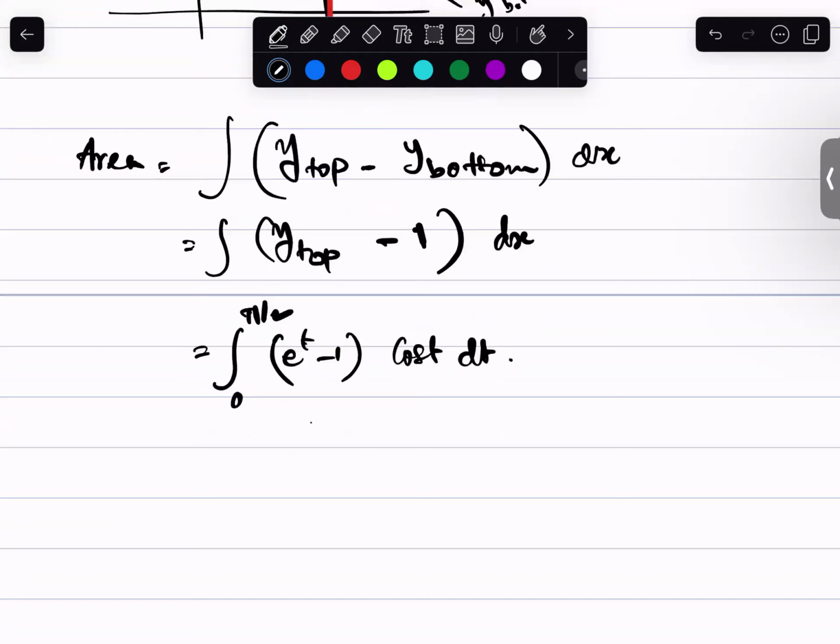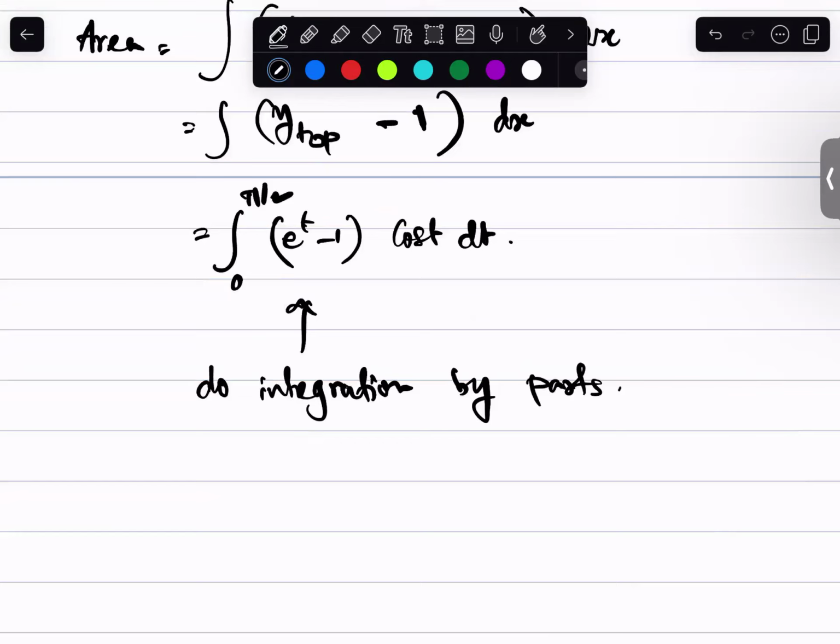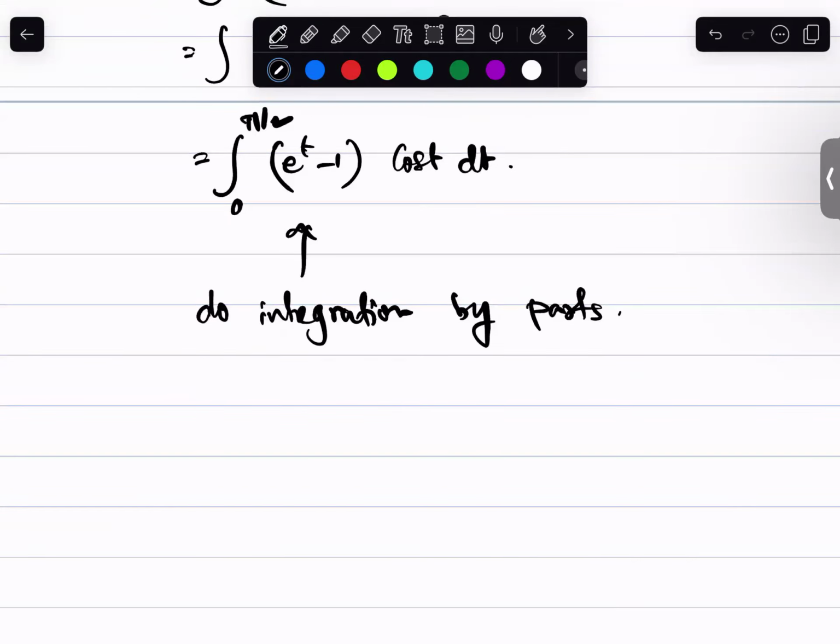And that's it. Then you have to do the integration by parts. So I'll not complete this, but yeah, this is sort of an exercise to look at. You can complete the integration by parts and get the final answer.